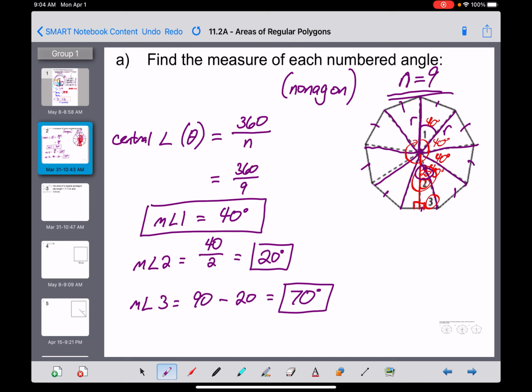Okay, so that's not a bad skill to get used to. We're going to be doing that on a lot of these problems, guys, where we figure out the measure of a central angle, which we do by taking 360 divided by n. That's going to get us what this problem is calling angle 1, and then very often we're going to divide that by 2 to get the measure of this little angle right here.